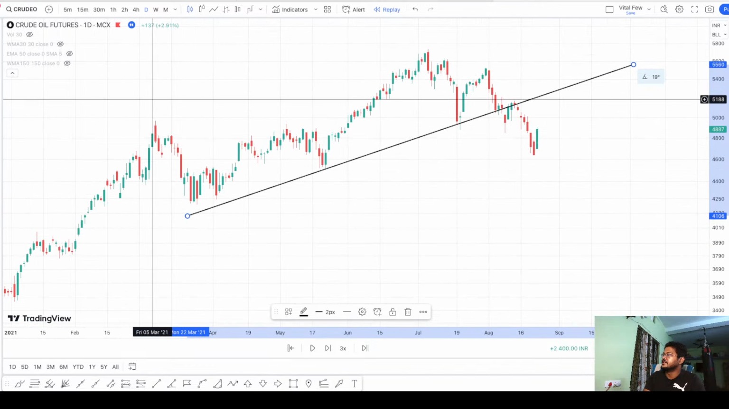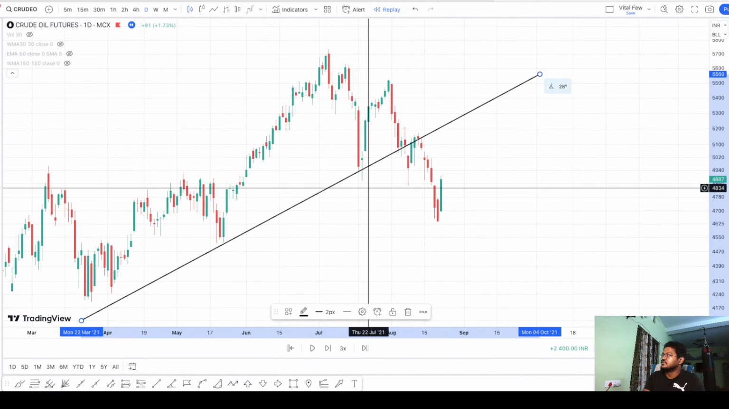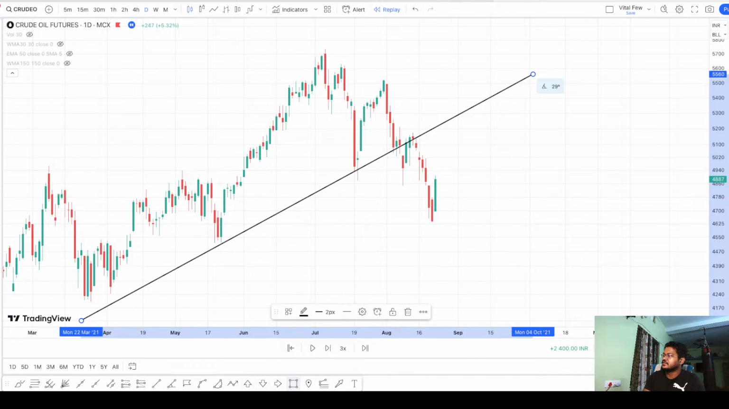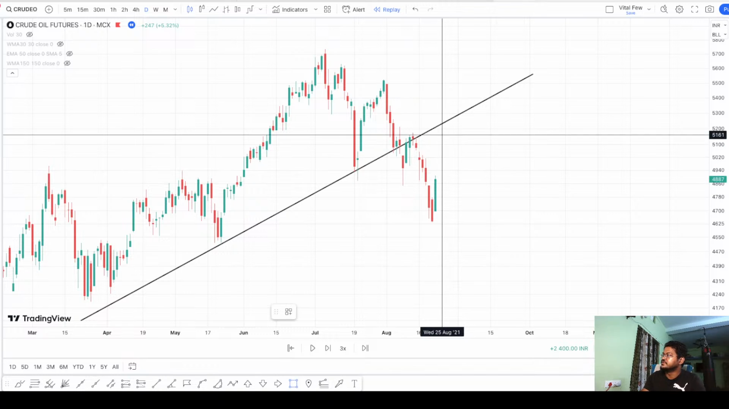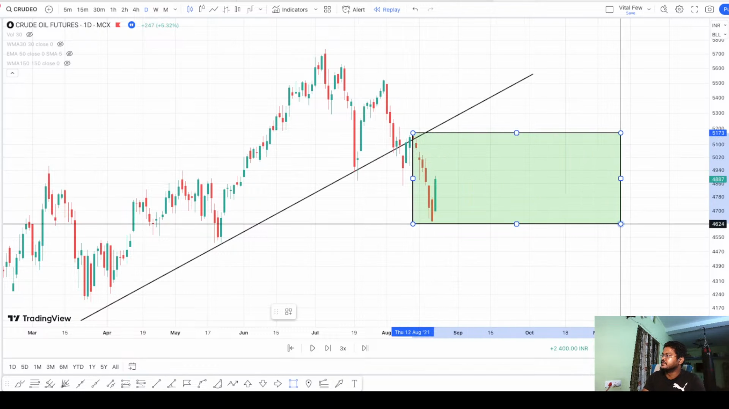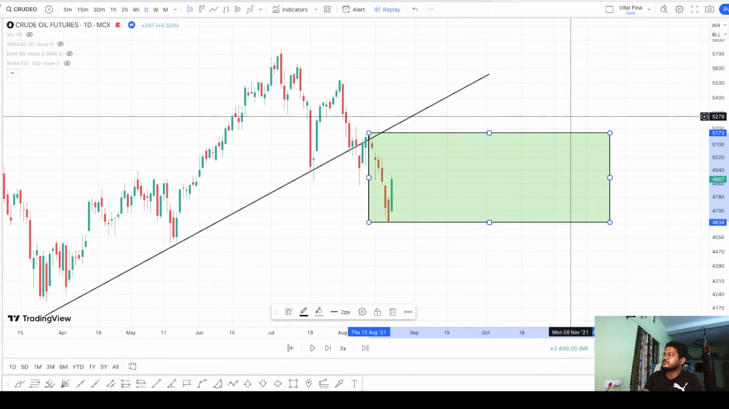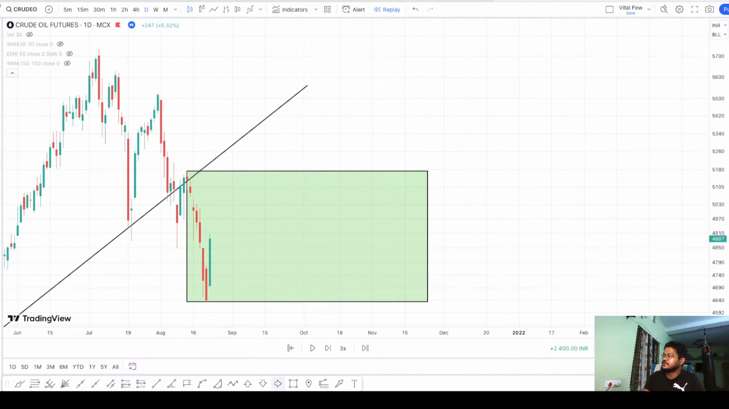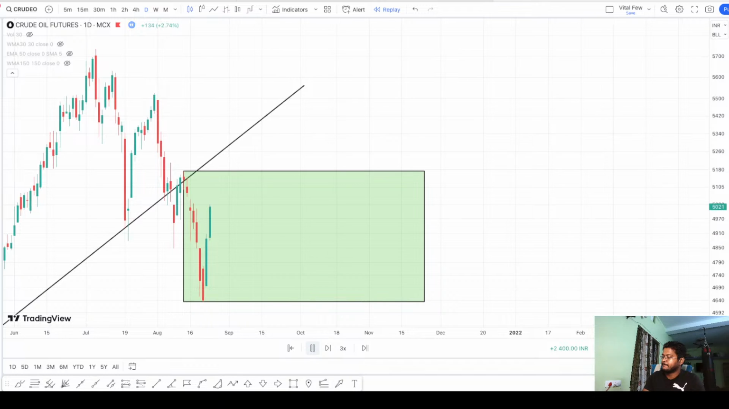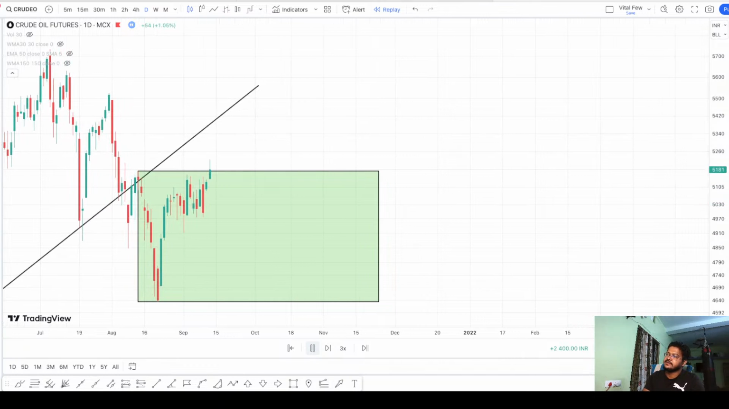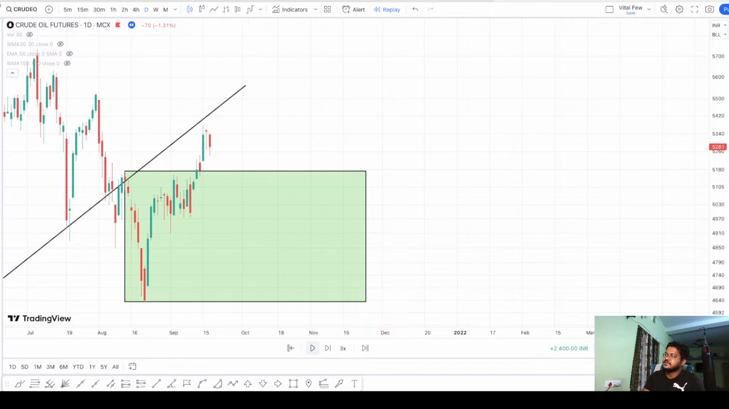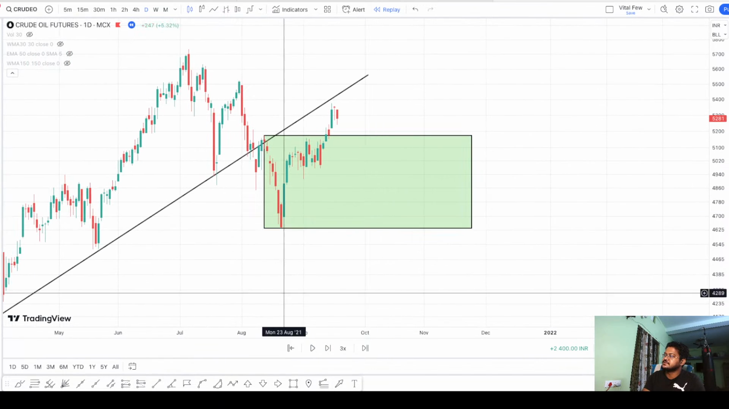Okay, yeah, it is giving a reaction here. So we can be ready for initiating a short trade. We should be ready to initiate a short trade if it breaches this one. Okay, see, it is staying inside there. Okay, it has breached, no doubt it has breached.